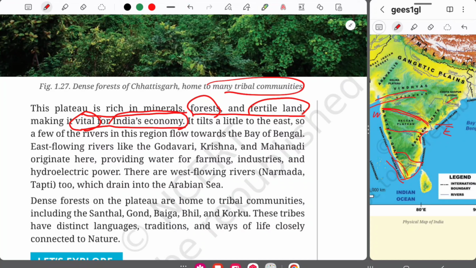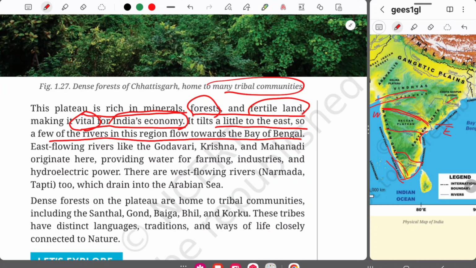If we are economically developed, then what happens? India will develop. Otherwise, if there are no natural resources, if this land doesn't provide anything, then what will happen? They will not contribute to India's economy, isn't it? But these natural resources are providing, they are contributing to India's development, so they are very vital for India's economy.